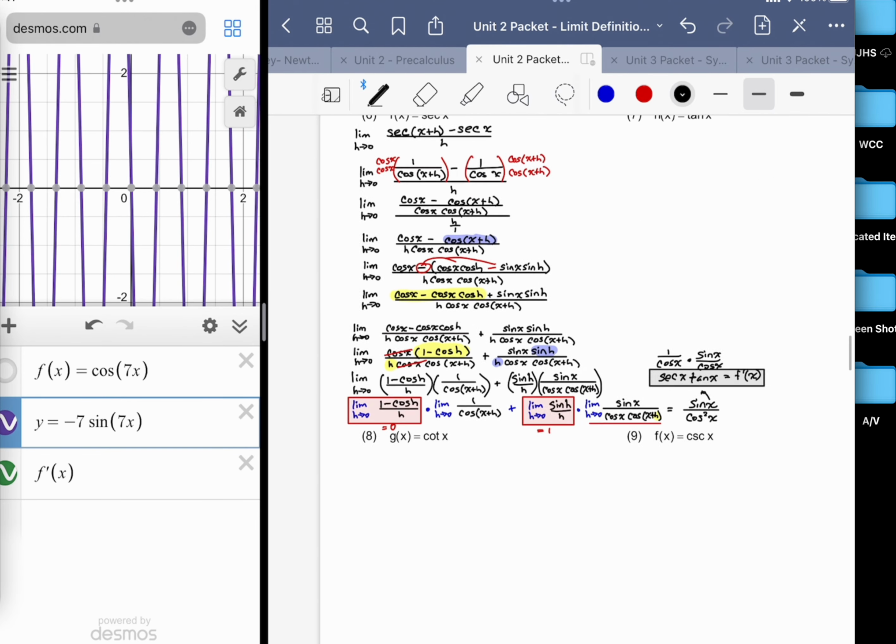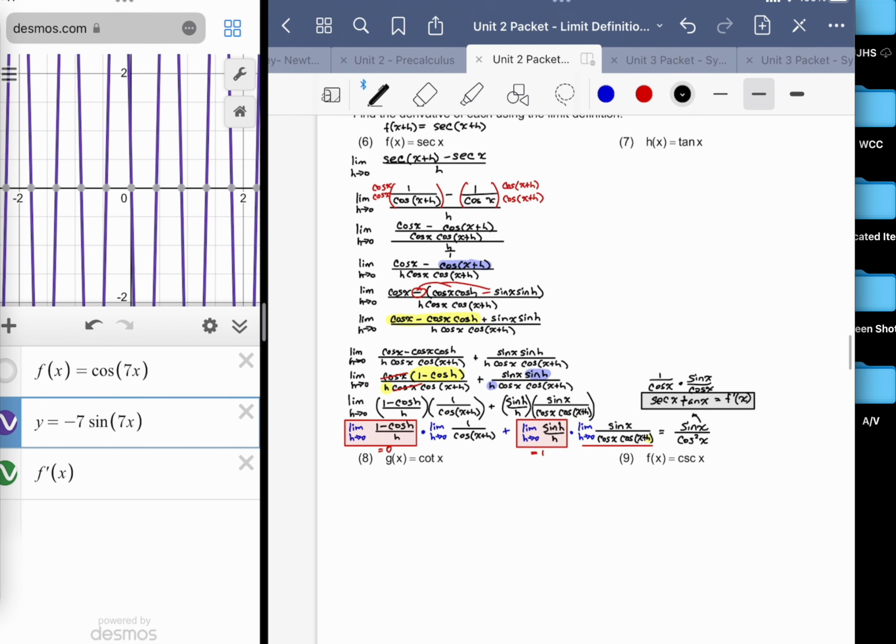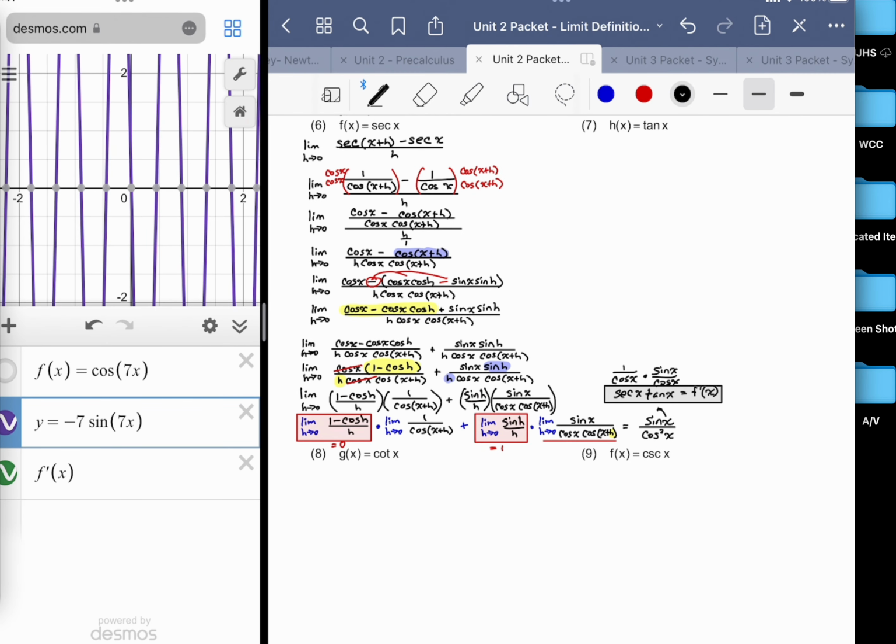All right, so obviously this is the craziest one ever, but if you look at this and you say, all right, I have a rule now. f of x, if it's equal to secant of x, it has a derivative f prime of x equal to secant of x times tangent of x.